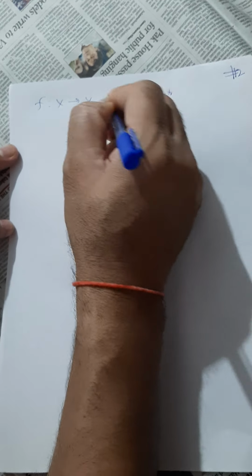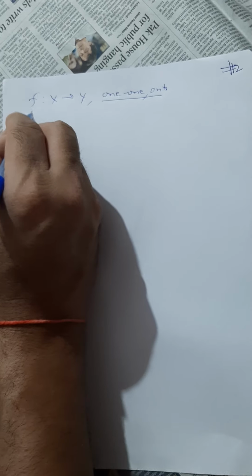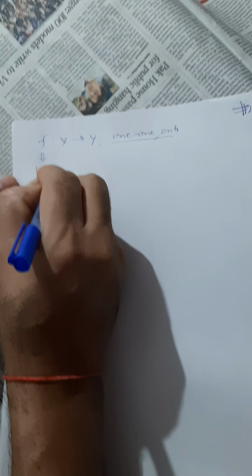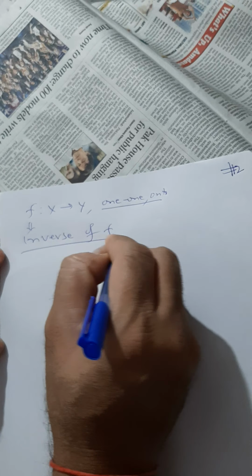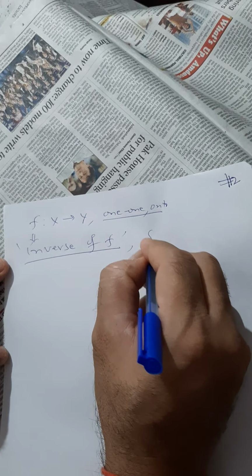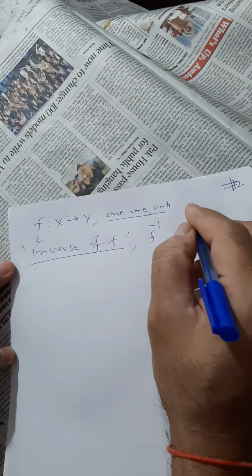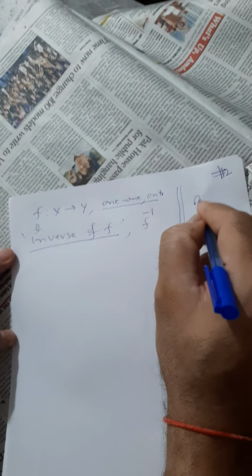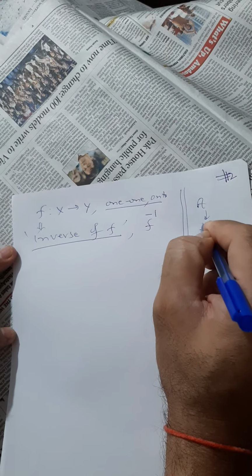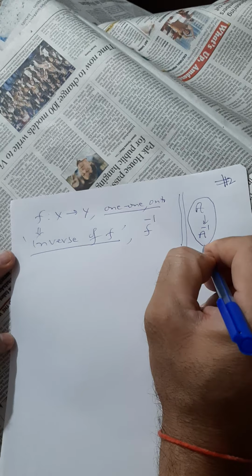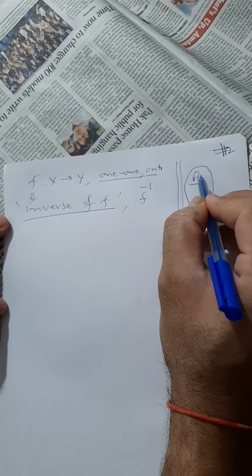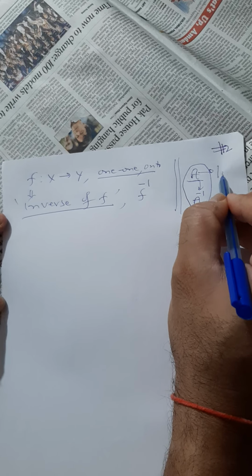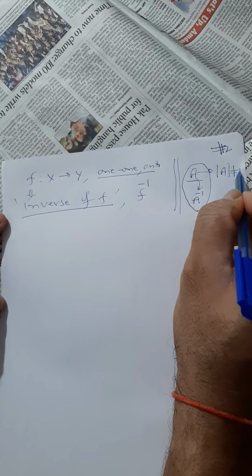That means it should be bijective. Then you can find its inverse. So in that case you can get the inverse of f, which is denoted by this symbol f raised to minus 1. You recall in matrices, matrix A, then its inverse is A raised to minus 1. You know it, right? Even you had one condition, if you recall, every matrix need not have an inverse, and inverse exists only when its determinant is non-zero.